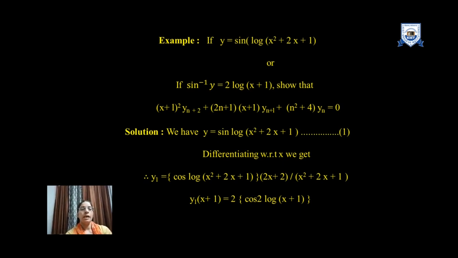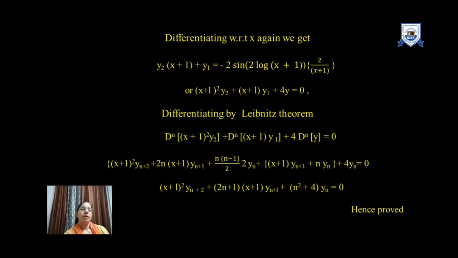Let y be sine of log of (x square plus 2x plus 1). We differentiate this with respect to x and we get the first order differential coefficient, y1, which equals cos of log of (x square plus 2x plus 1) into (2x plus 2) divided by (x square plus 2x plus 1). We have used the chain rule here, and after simplification we get y1 into (x plus 1) equals twice cos of 2 log (x plus 1). We can differentiate this again with respect to x and we get the second order derivative: y2 into (x plus 1) whole square plus (x plus 1) into y1 plus 4y equals 0.